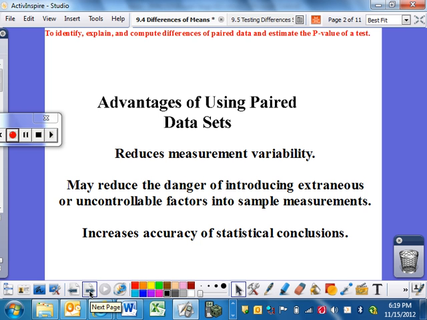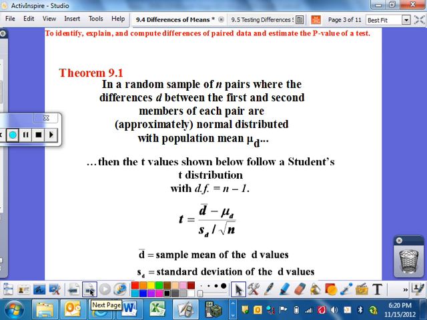Okay, what's an advantage of using paired data sets? It reduces variability just because it's the same people. A lot of times you can have some extraneous, uncontrollable things that happen to skew results, and they're just more accurate if you can take a before and after shot of what you're doing.